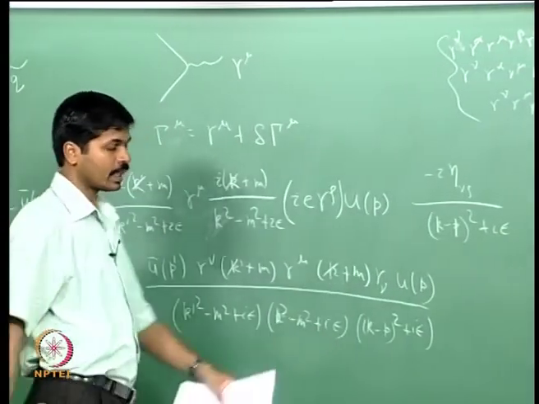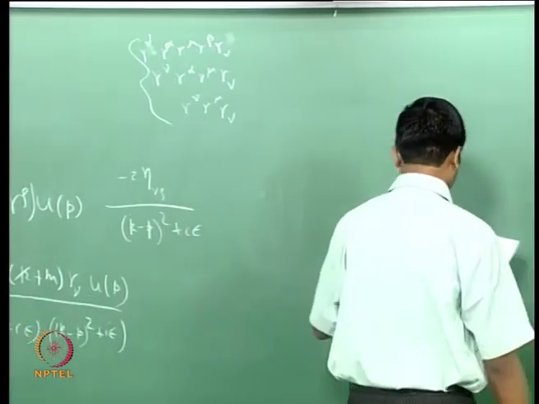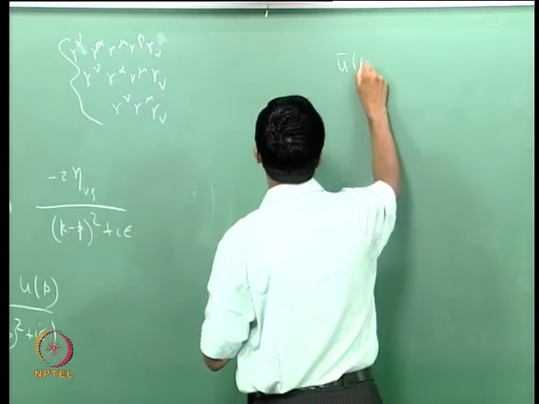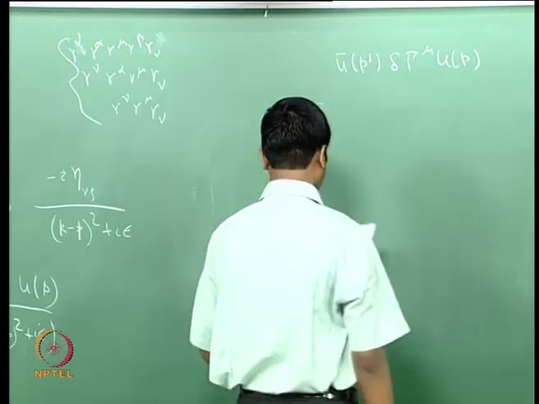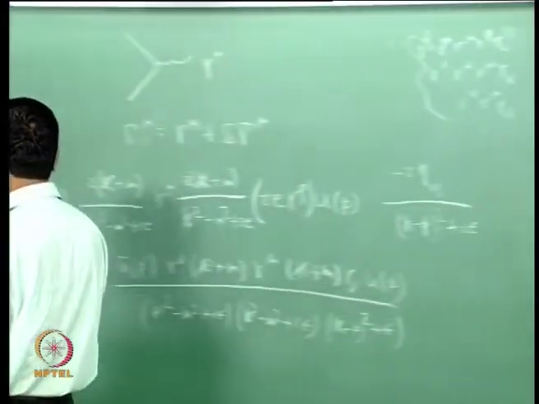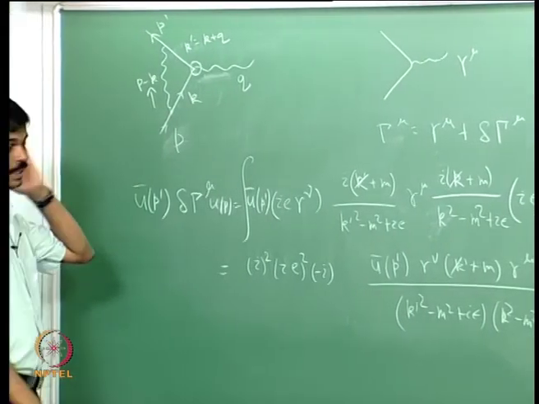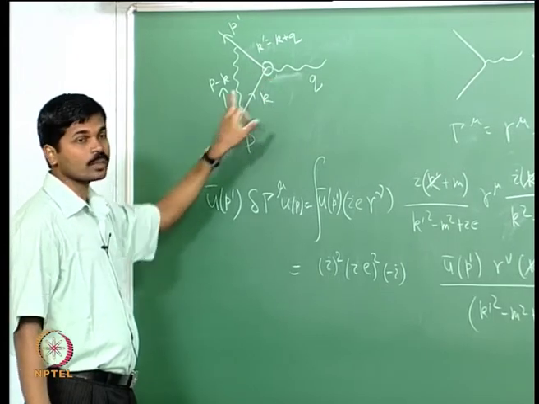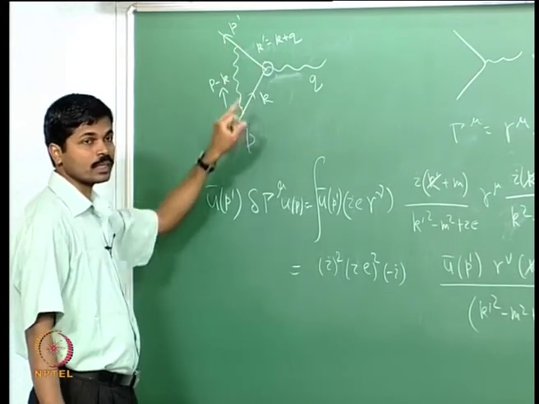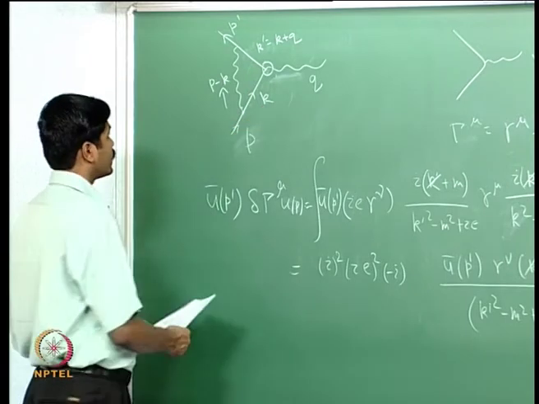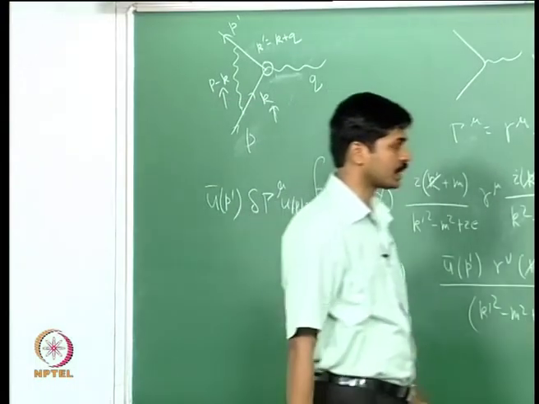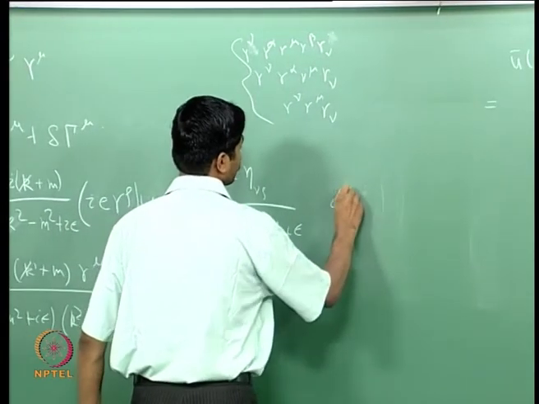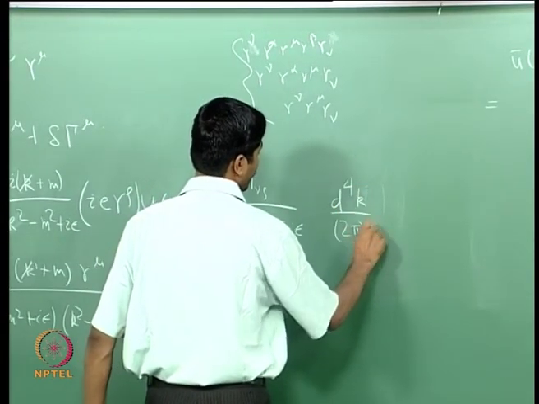So I will use those identities for these ones, then what I get is u bar p prime delta gamma mu u of p is given by, and finally I must remember that, because you should have reminded me of this, because k is not fixed by the delta functions at all these vertices. It can be an arbitrary quantity here, because you have k and p minus k here, k is not fixed at all. So you need to integrate over k. So d4k over 2 pi to the power 4th.